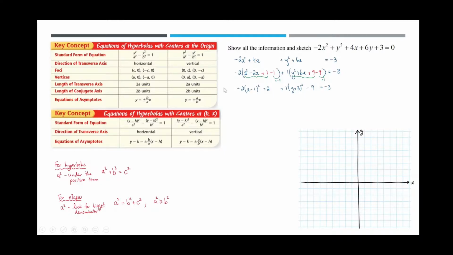Then your goal is to get 1 on one side. So all of these formulas, do you see how it has 1? So that's what we want.